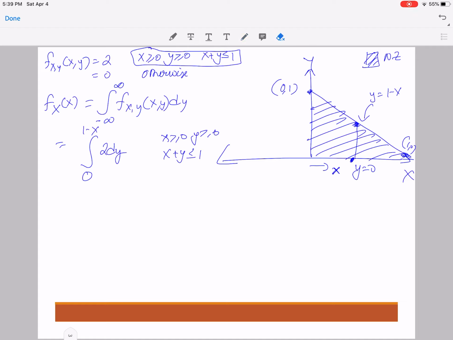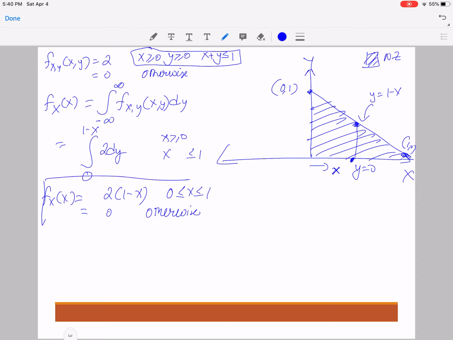Now, because I integrated y out, the y term is going to disappear from the region of non-zero probability. So the y term disappears, and all that I'm left with is the marginal PDF of x, which is 2 times 1 minus x for x greater than or equal to 0, but x less than or equal to 1, essentially for x between 0 and 1. And it is 0 otherwise. So that is the marginal PDF of x. In fact, many students have gotten it right.